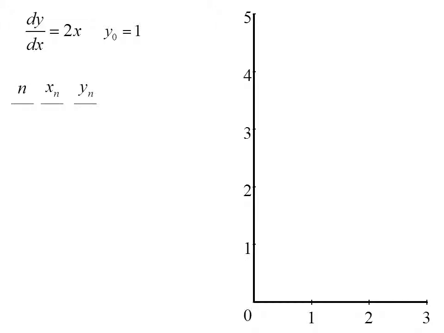We make a table with n, x sub n, and y sub n. So after 0 iterations, we start at a point where x equals 0 and y equals 1. So we put that dot on our graph. Now, dy/dx is 2 times 0, or 0.